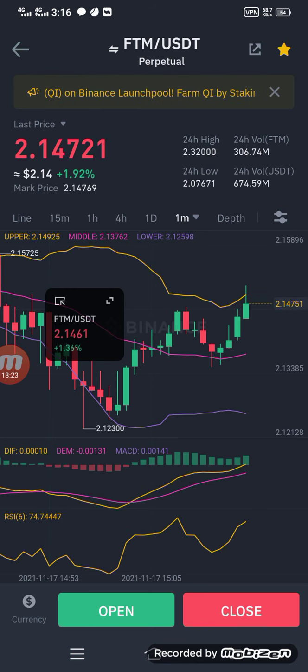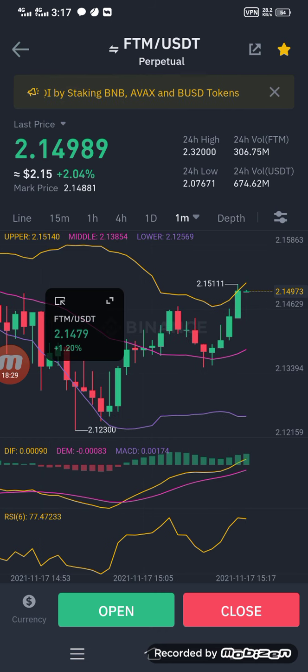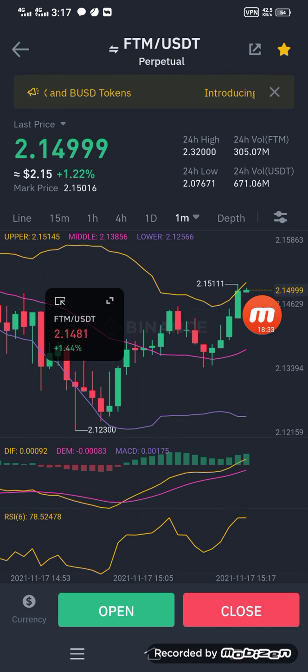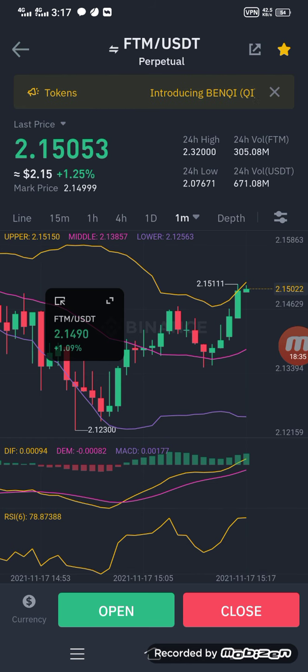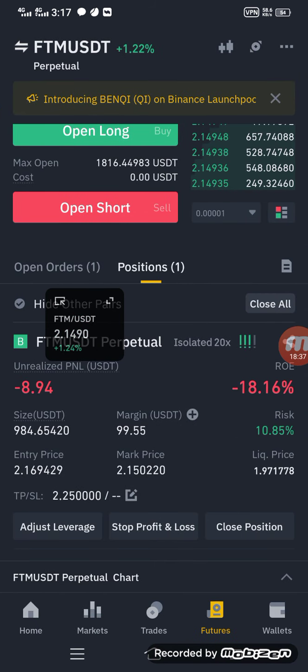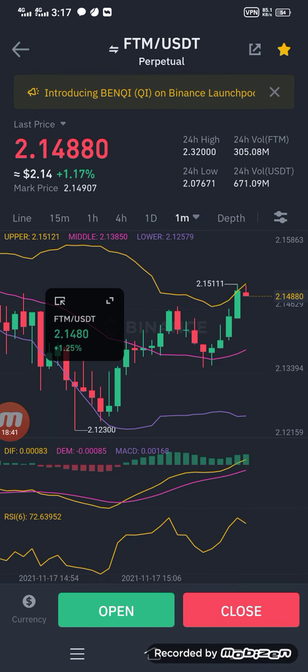Crypto, I'm not a financial advisor. Crypto is a big loss, big risk. Never invest your time and money here. You people will lose it. It's going there. It looks like it is pumping, but nothing will happen.